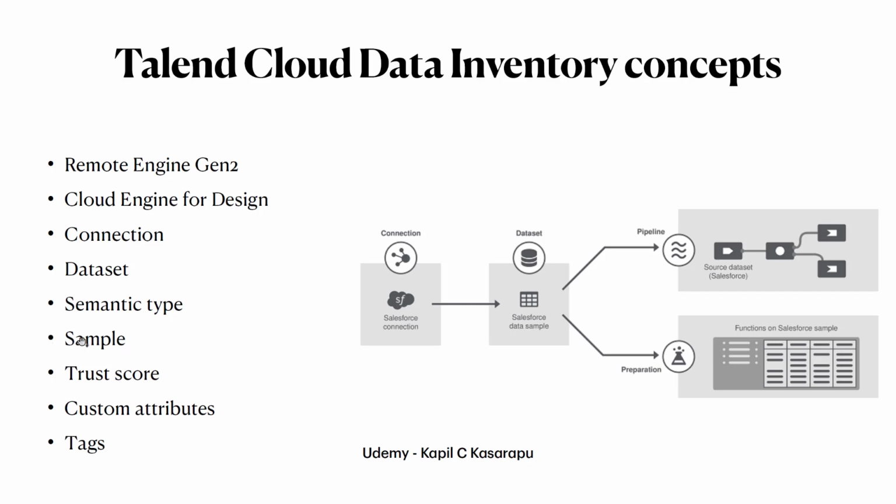Then sample. What is a sample? Your data will be visible in the form of a sample retrieved from the dataset metadata. You will see this when we create a pipeline or data preparation. Then trust score. It is a global quality indicator that aggregates several metrics into a single score that scales from 0 to 5.